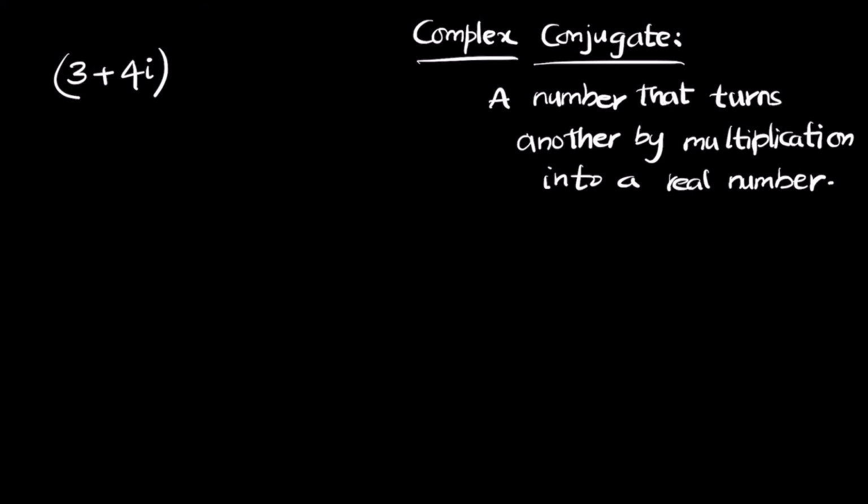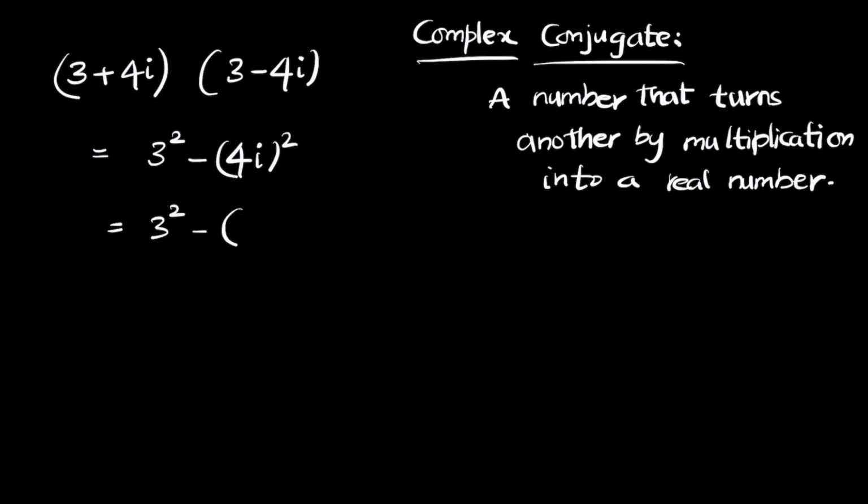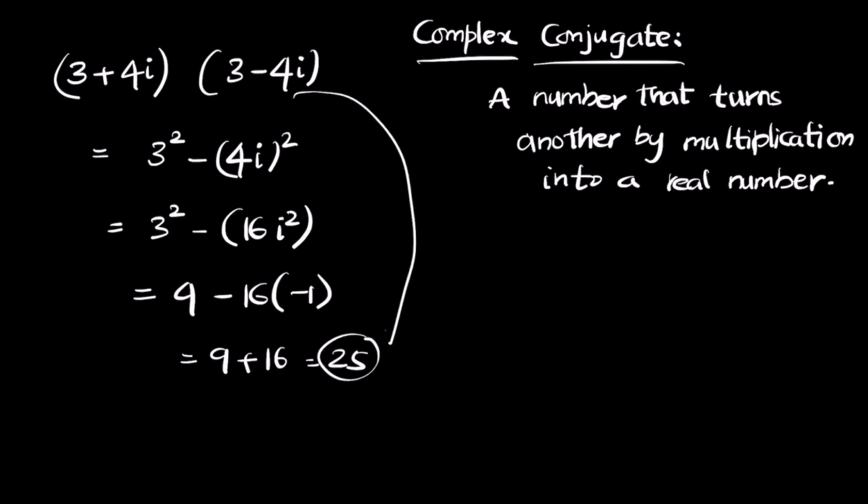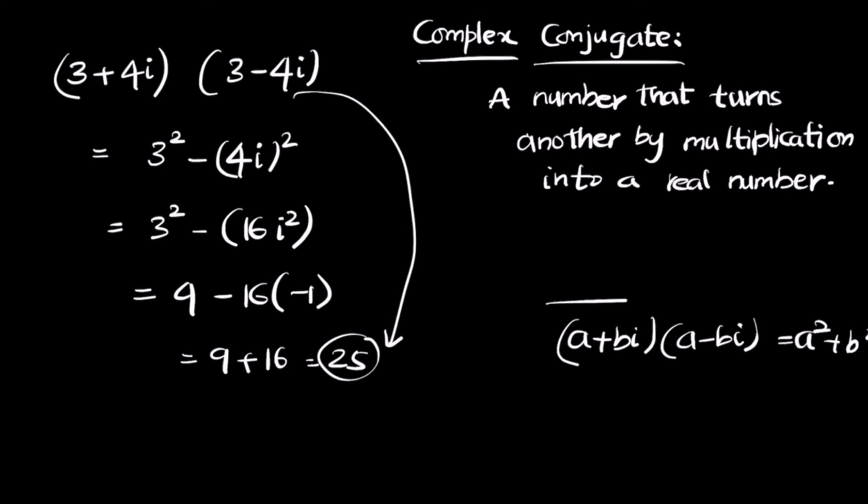For example, for 3 plus 4i, the conjugate is 3 minus 4i. So how would you know if it's real? Multiply the two numbers, you get 3 square minus 4i square. So you have 3 square minus 16i square. So 9 minus 16 times -1. So 9 plus 16, that is 25. Notice that we have turned this number into a real number. So remember this formula: a plus bi into a minus bi is actually a square plus b square, not a square minus b square, but a square plus b square.